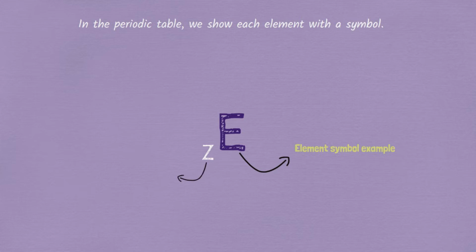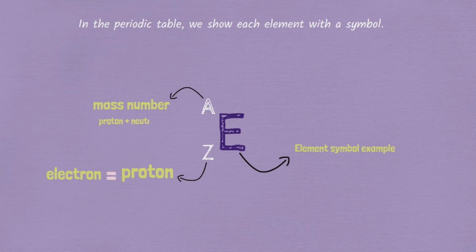In this symbol, Z represents the number of protons in an atom. Atoms are normally neutral, so Z can also indicate the number of electrons. A is a mass number that represents the total number of protons and neutrons. So, with a simple calculation as below, we can determine the number of neutrons in an atom.